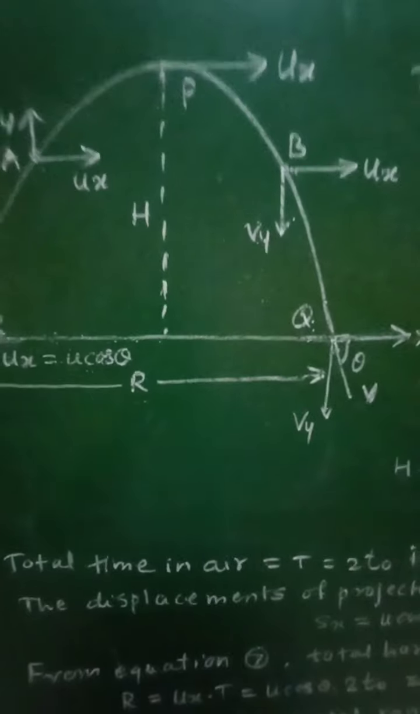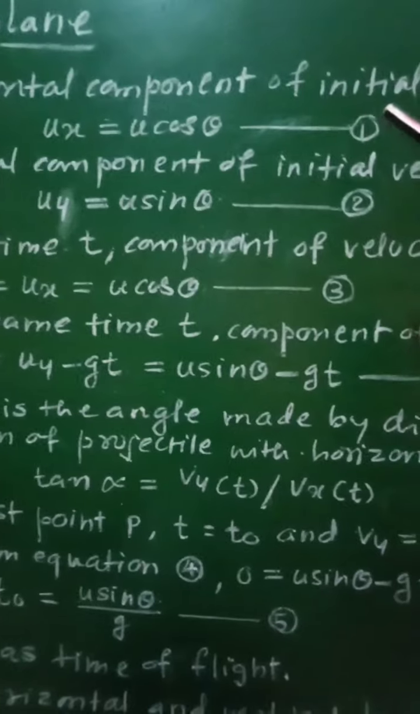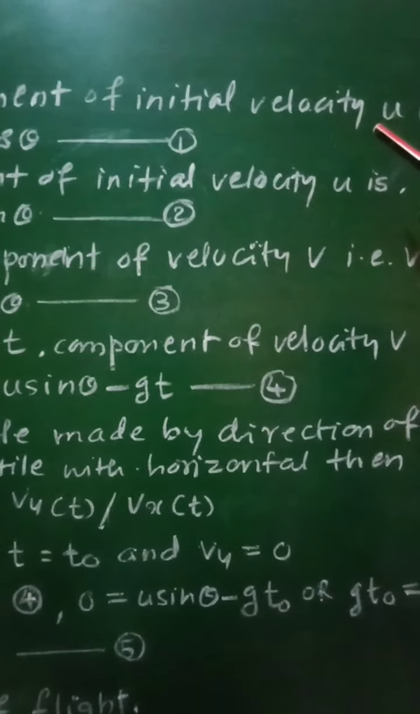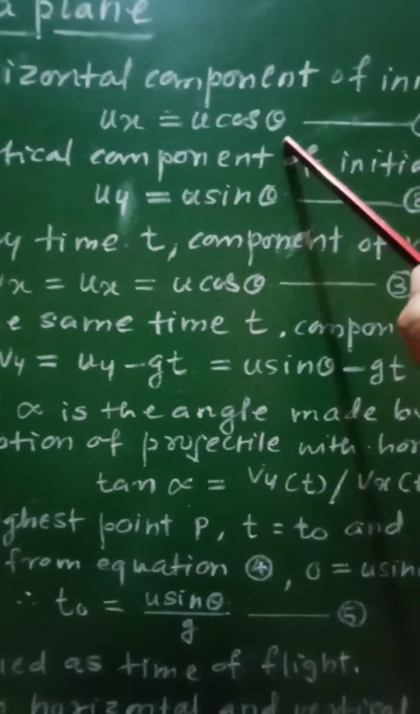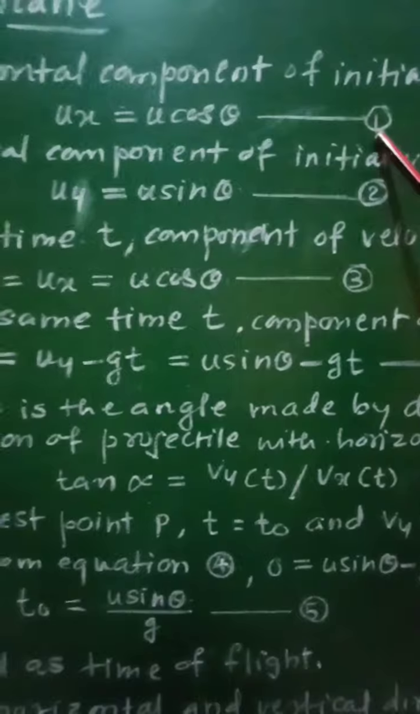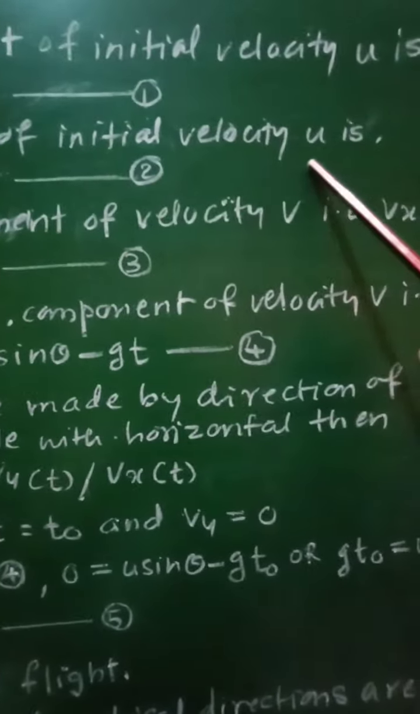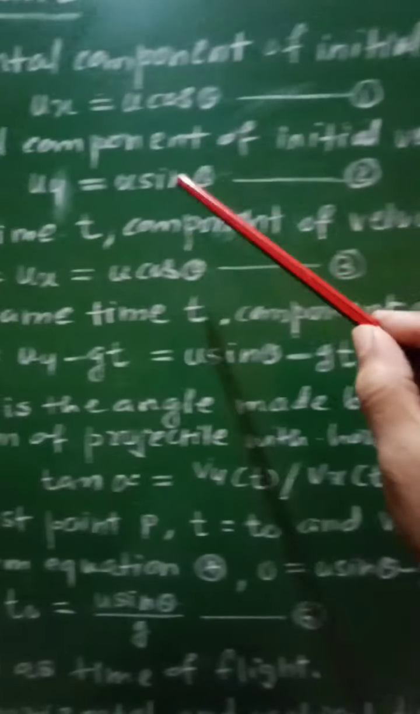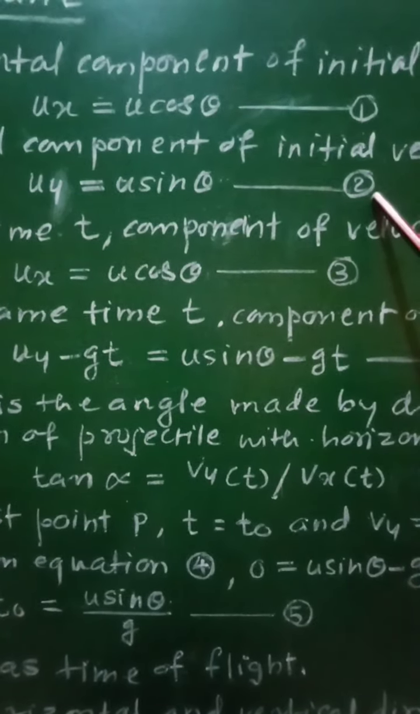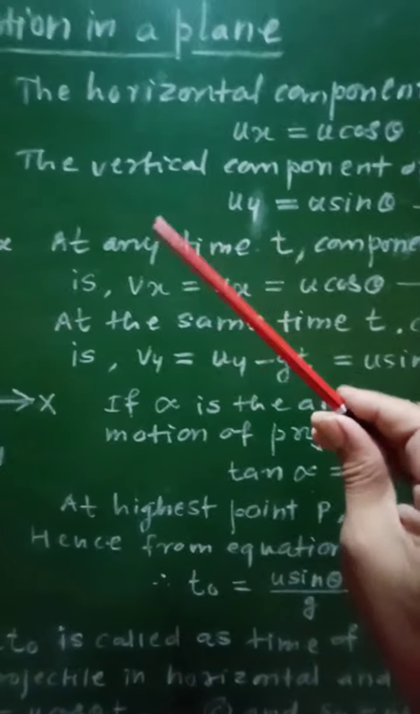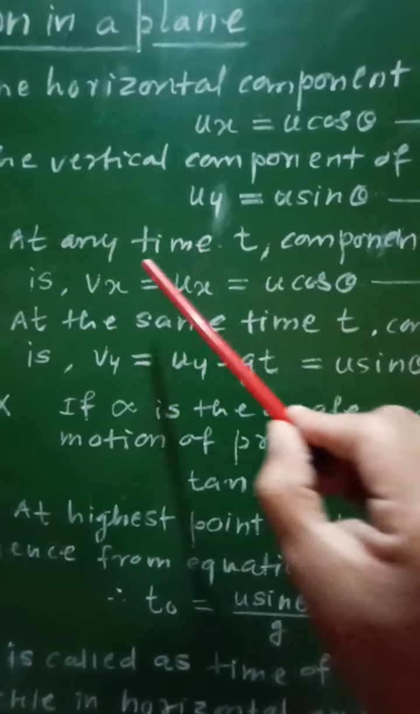Now these components are written as follows. The horizontal component of initial velocity u is written as ux equal to u cos theta, equation number 1. Similarly, the vertical component of initial velocity u is given as uy equal to u sin theta, equation number 2.